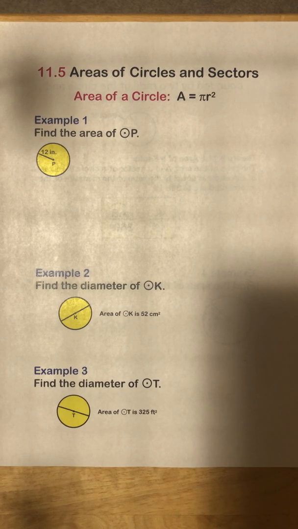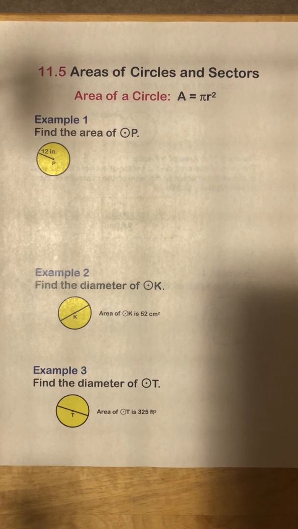We just did a whole chapter on circles. Today we're going to specifically talk about two things. We're going to talk about the area of a circle, and we're also going to talk about the area of a sector of a circle. So first let's just start with talking about finding area of a whole circle.